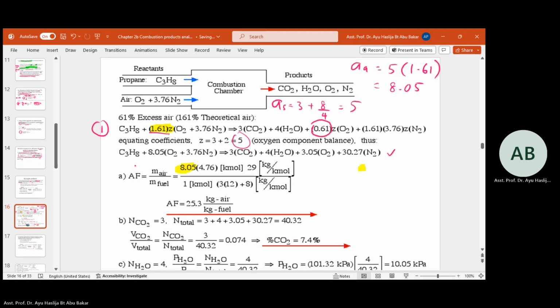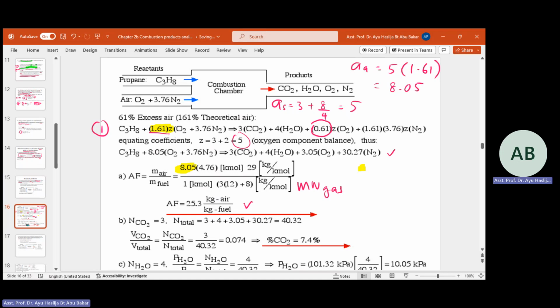Okay. So once dah dapat combustion equation, find the AF. A is the A actual over here, multiply by 4.76 and molecular weight of the air. Then here, molecular weight of the gas. So you dapat the AF.